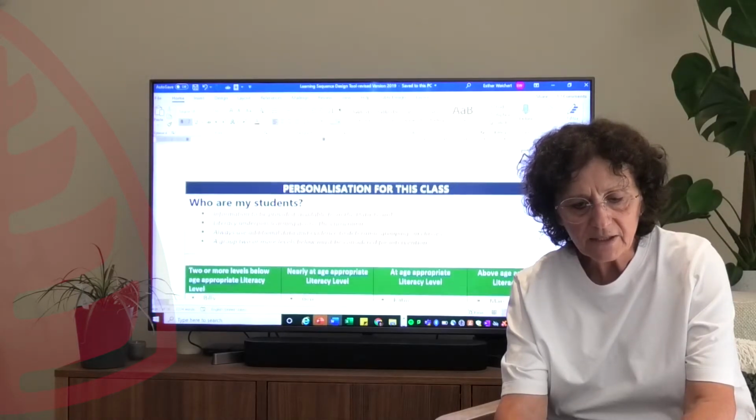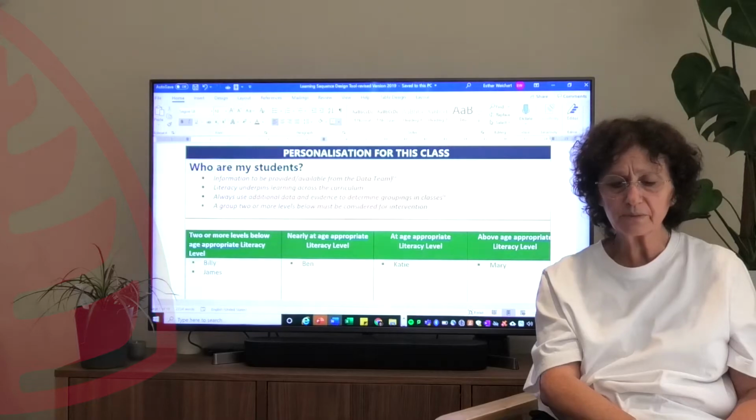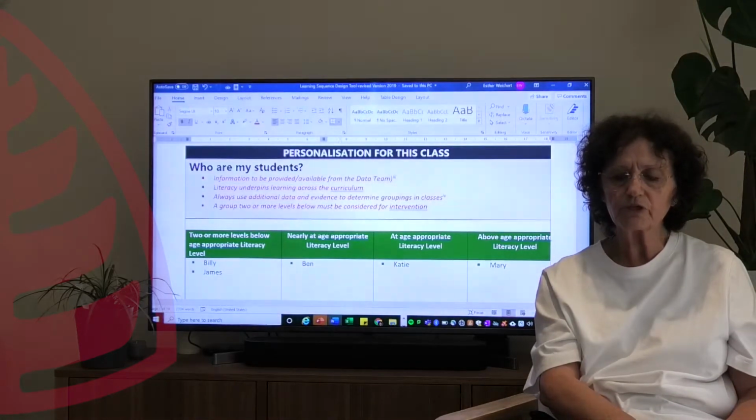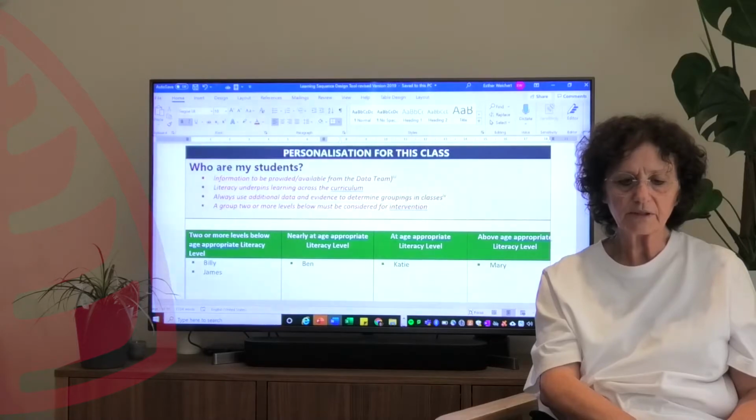Then in the next page, this is where you will be informed by your data to start the personalization for your class. So you will write the names of the students for each of the instructional groups. As I said before, you may not have 4 instructional groups. If you are taking an accelerated class, hopefully you will only have the age appropriate and above the age appropriate. And indeed, if your acceleration class is formed according to the acceleration principles, you will only have 1 instructional group, which is all your students are functioning above the age appropriate level of literacy.